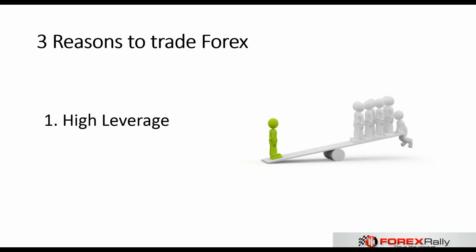But be careful, because the value of one pip remains the same for one lot, even if it's 100 leverage or if it's 1,000 leverage. So if we trade one lot of euro dollar with a leverage of 100, it means that the value of one pip is 10 bucks. If the price of euro dollar moves one pip in favor of our trade, then we will make 10 bucks. But if the price goes against us, we will lose 10 bucks.